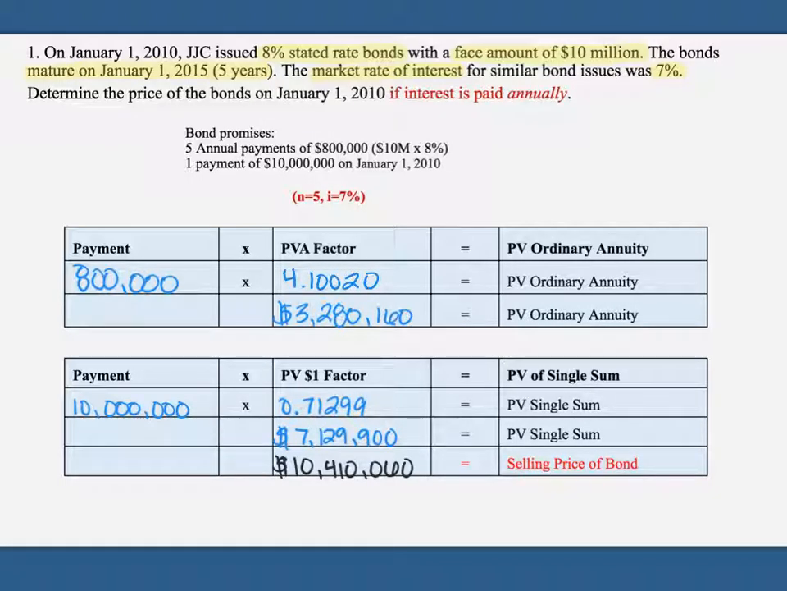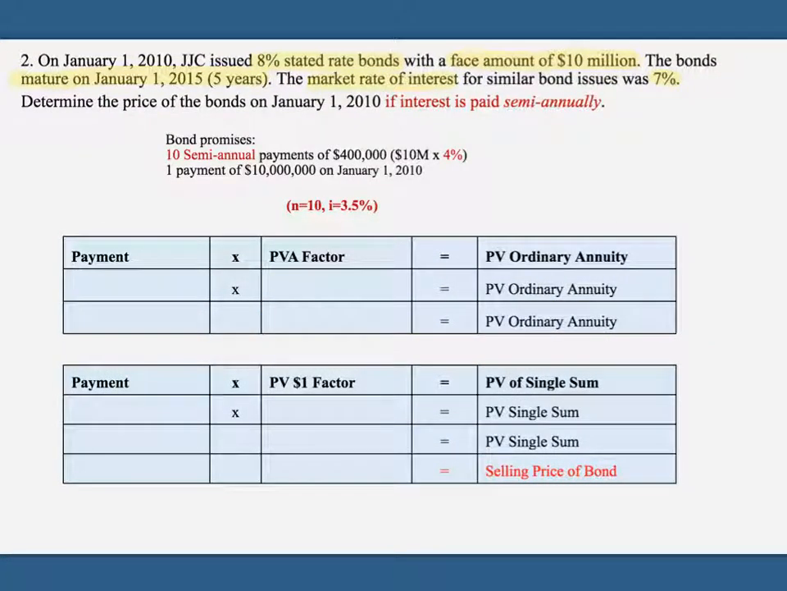Let's look at our second question now. On to our second problem. Determine the price of the bonds on January 1st, 2010 if interest is paid semi-annually. So the scenario is completely the same. The only thing that has changed is interest is now being paid semi-annually rather than annually. So we look down here, the bond promises now 10 semi-annual payments of $400,000. So how do we get that?